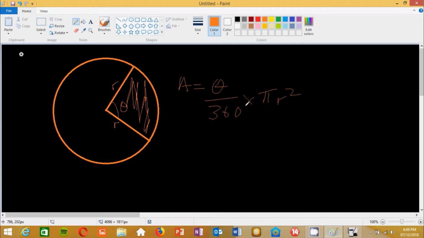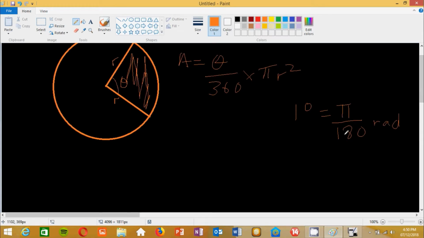What do we do? Well, the first step here is to convert 360 degrees to radians. That's all. Theta is already in radians. R is just R. Pi is just pi. Now, from my previous video, we derived the relationship that 1 degree is equal to pi over 180 radians. So if you want to convert this 360 degrees to radians, we're simply going to multiply it by pi over 180. So our area would then be equal to theta over 360 multiplied by pi over 180, this entire thing multiplied by pi r squared.